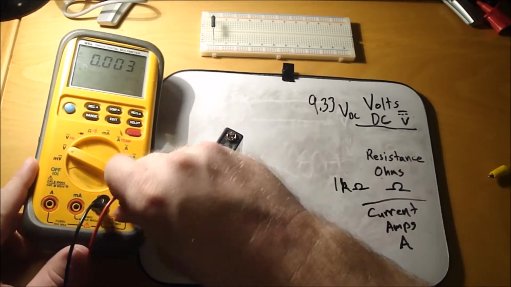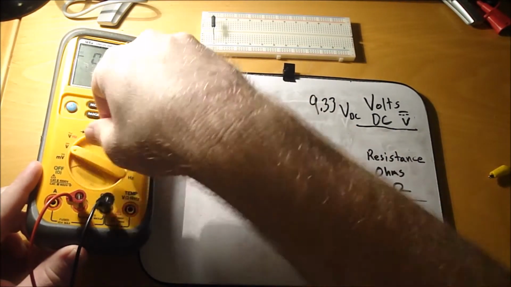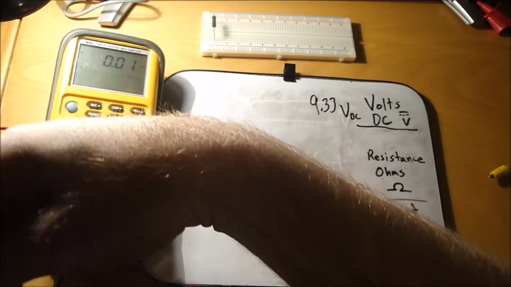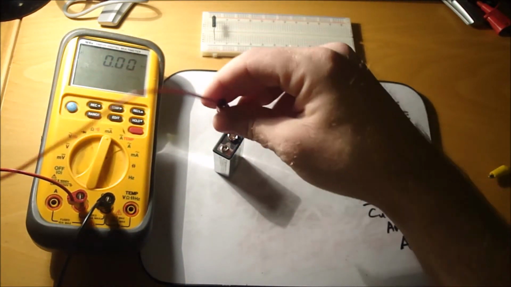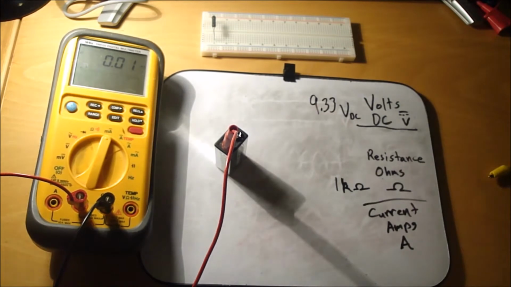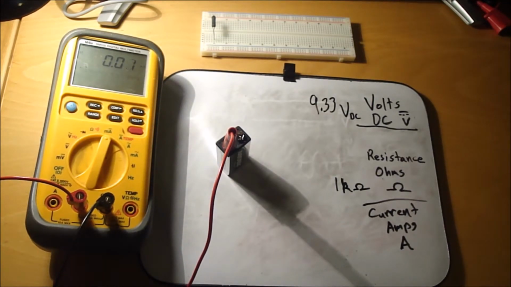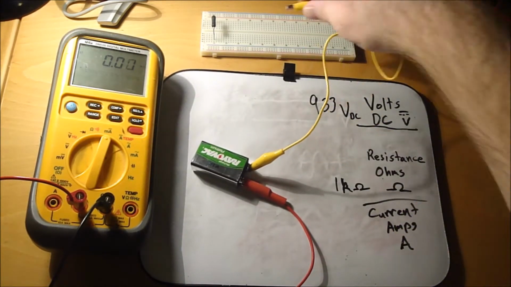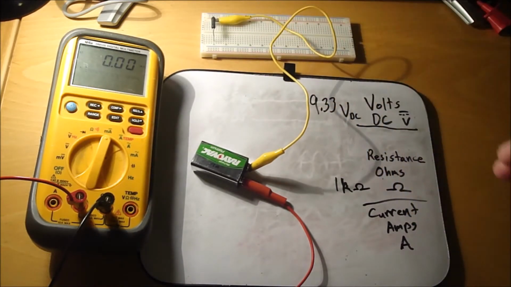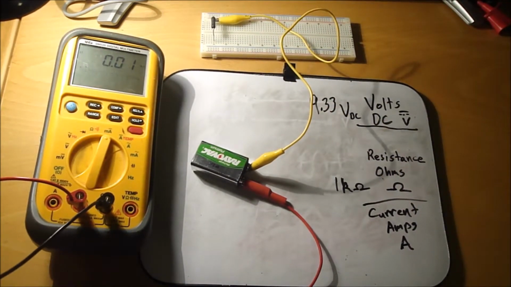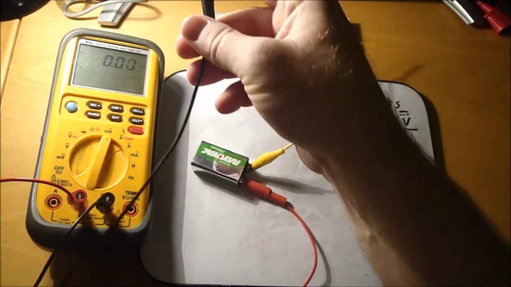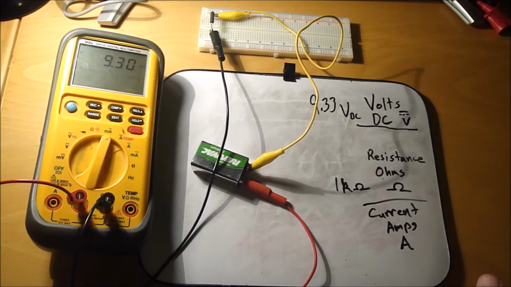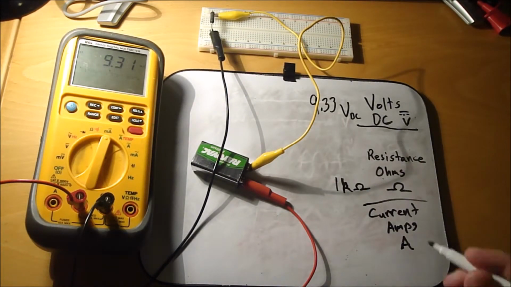So let's switch it over to the milliamps, and then I'll show you how to hook it up here. So I got that switched over to milliamps. So we'll put one side to the battery, the other side of the battery over to the resistor, and then from the resistor back to the, so 9.31 milliamps.